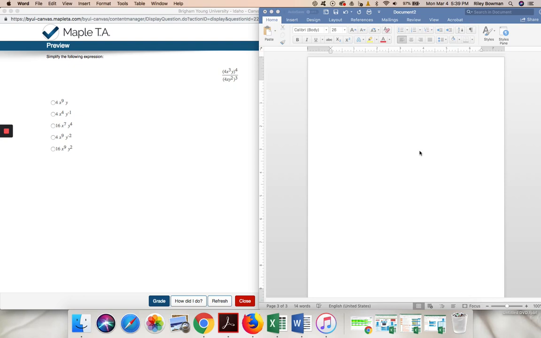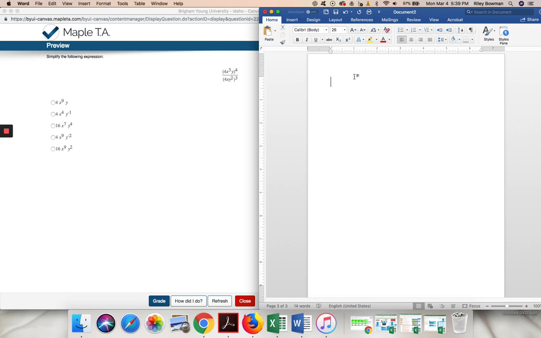Unit 2 exam review, question number 20. Simplify the following expression. We have the quantity 4x cubed y all being raised to the fourth power divided by the quantity 4xy squared all being raised to the third power. I could write this out, or I could use the rules.